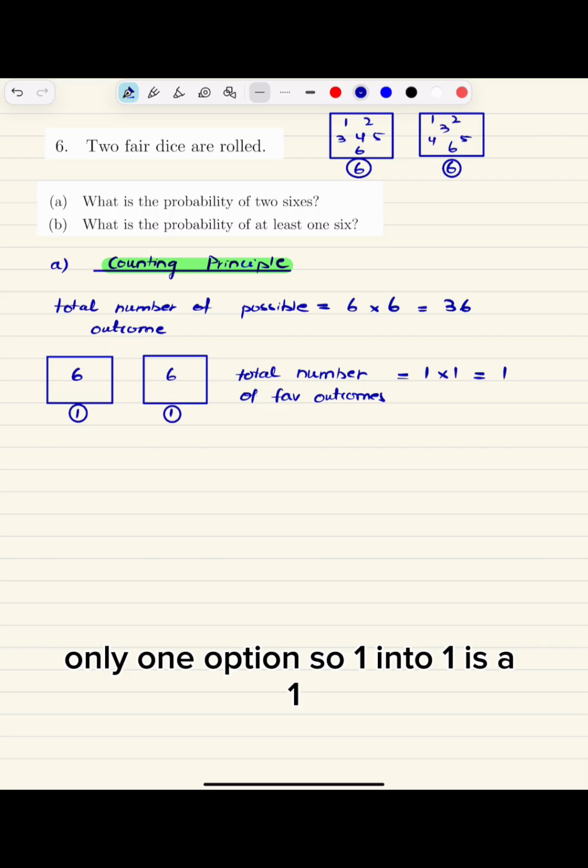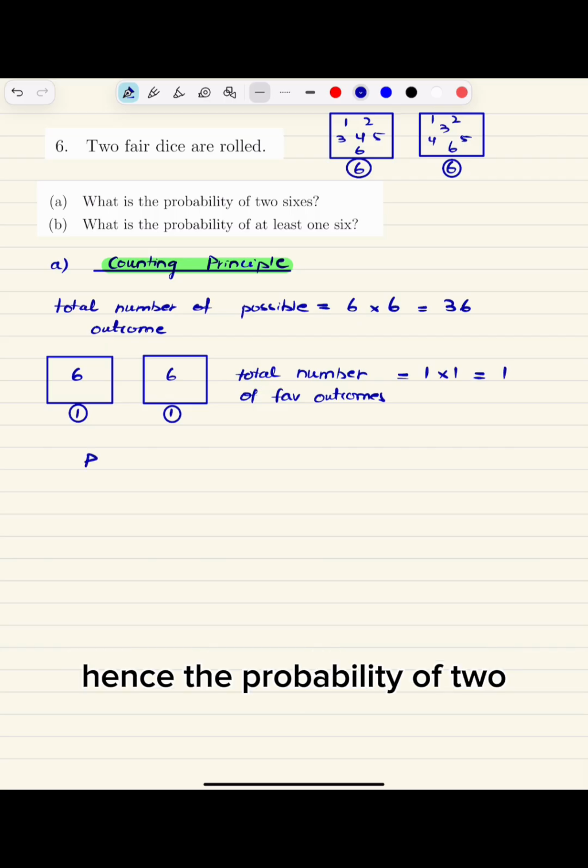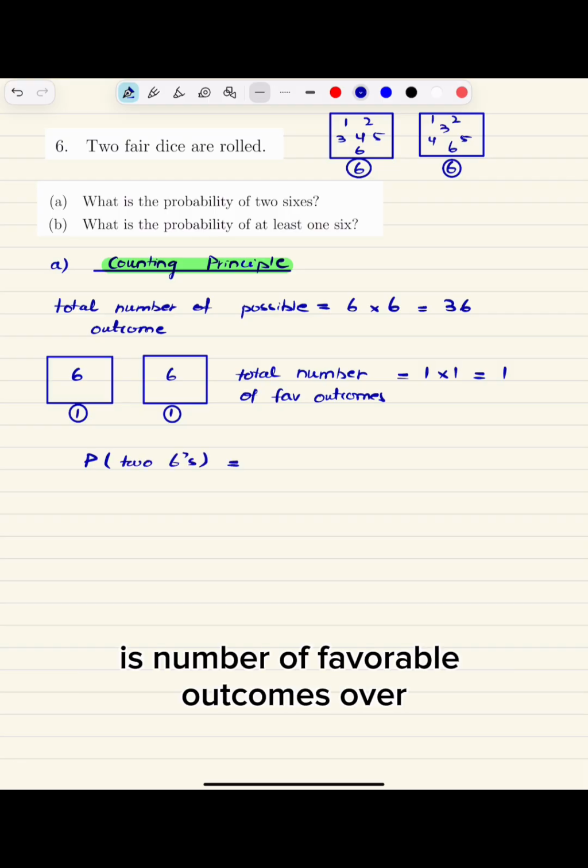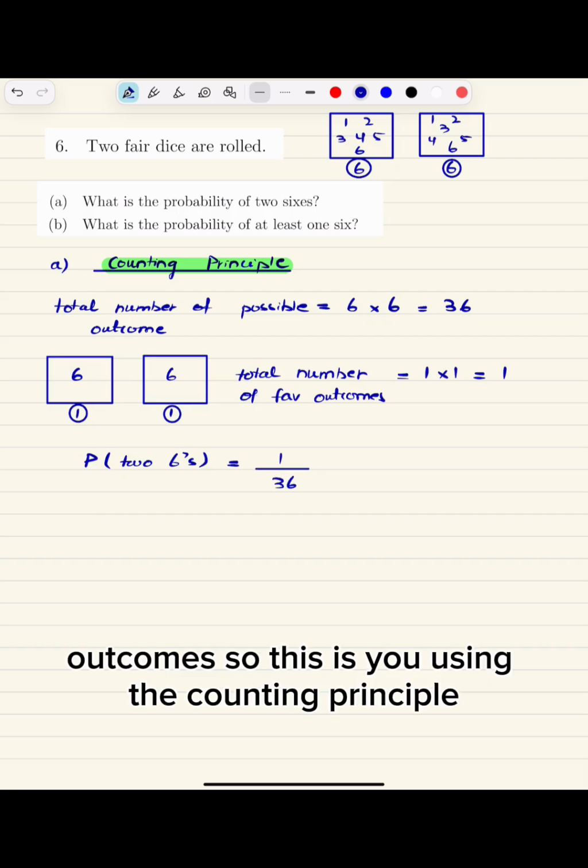So 1 into 1 is a 1. Hence the probability of 2 6s is number of favorable outcomes over number of possible outcomes. So this is you using the counting principle.